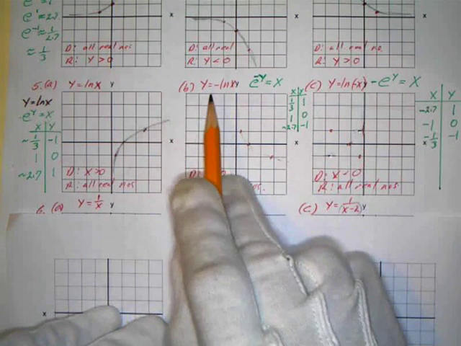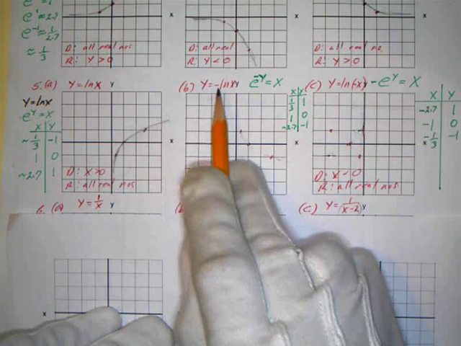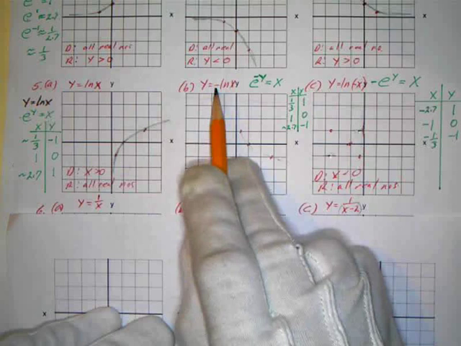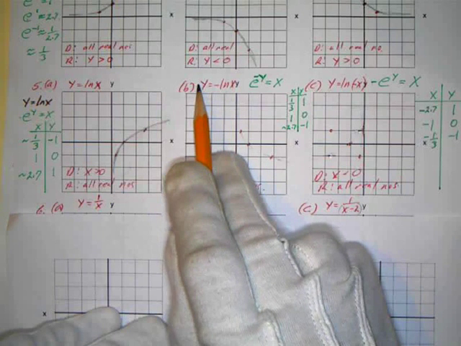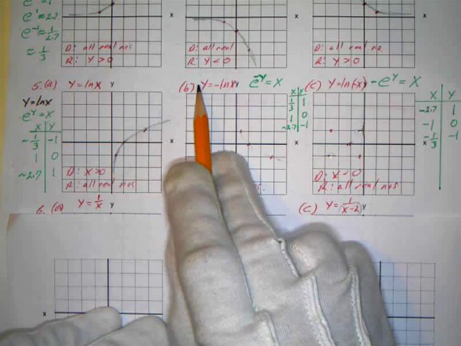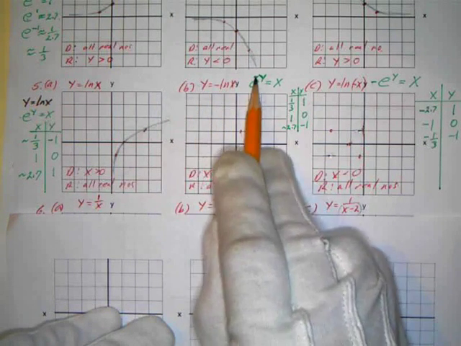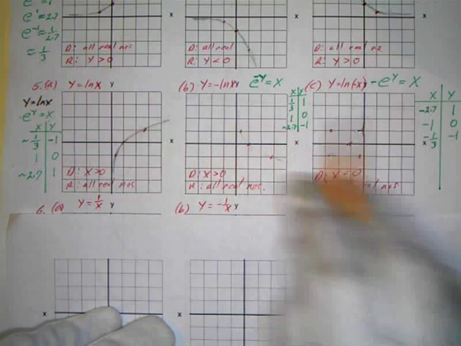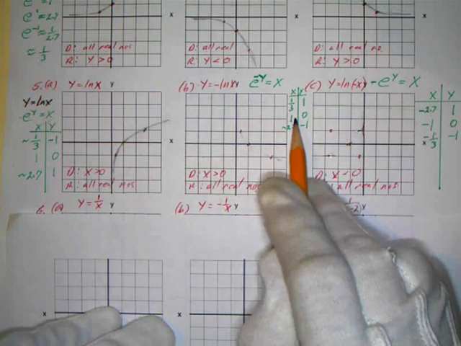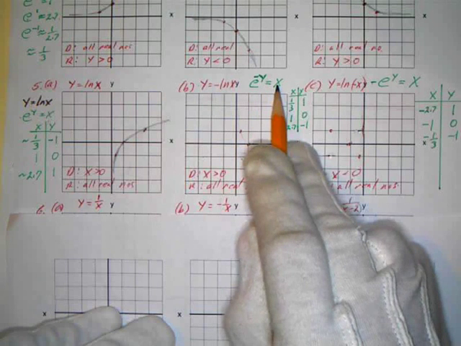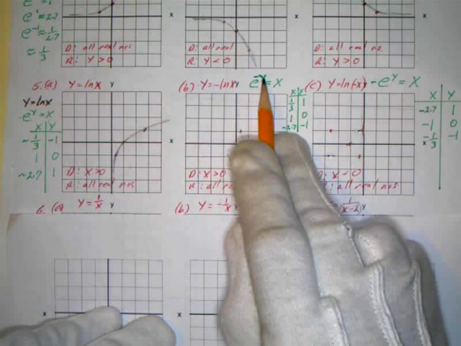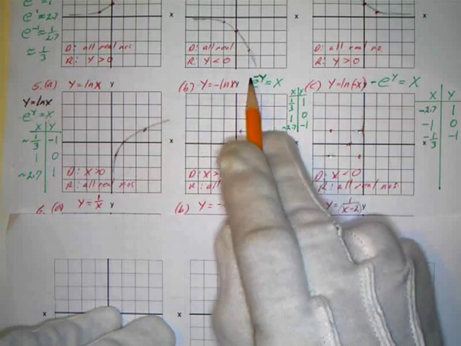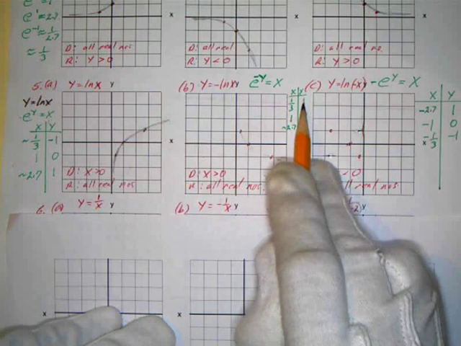Okay, now this is a little tricky. Y equals negative the natural log of x. So I'd have to take this negative sign and put it on the y first, and then I would change it to an exponential equation. So I would get e to the negative y equals x. Okay? And then when I set up my table of values, I put values in for y. So when y is 1, this is going to be -1. So e to the -1 is 1 over e, or 1/3.